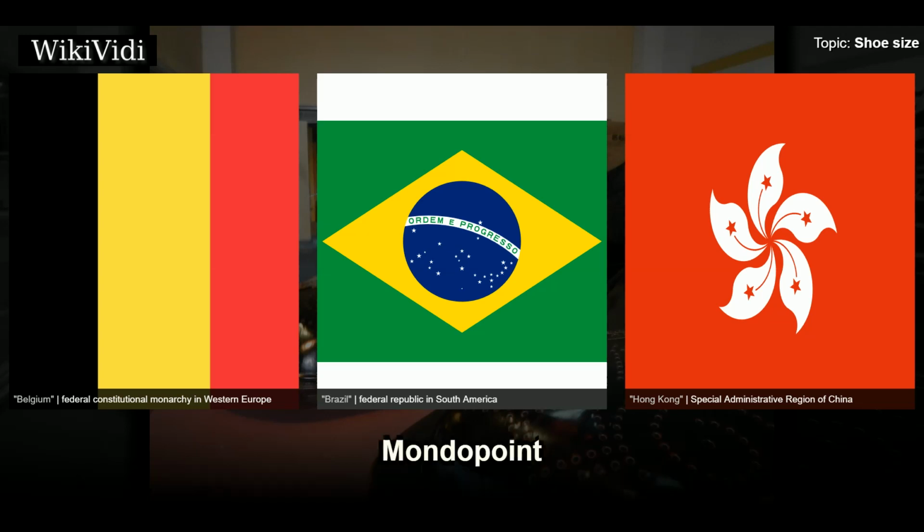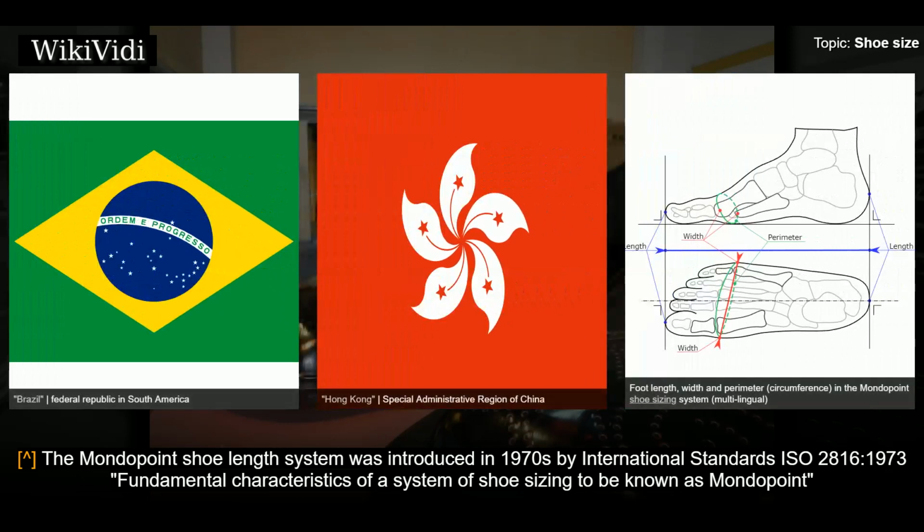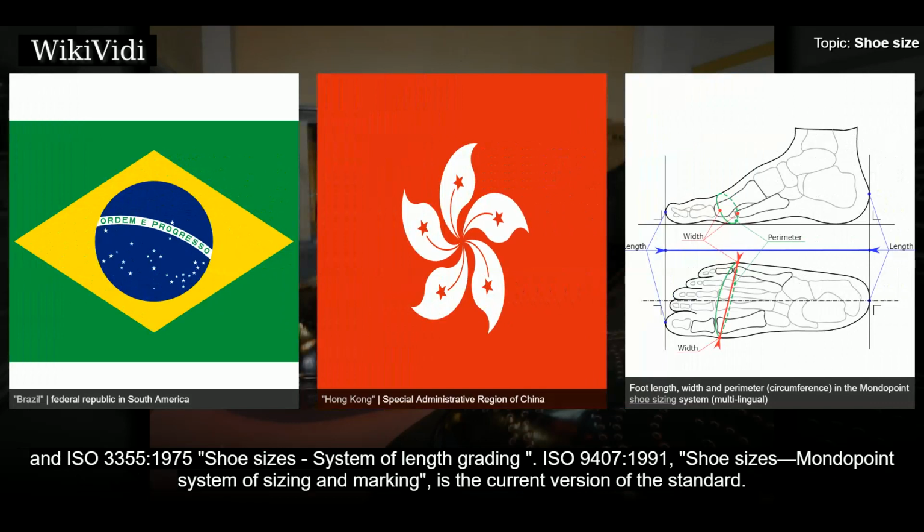Mondopoint. The Mondopoint shoe length system was introduced in the 1970s by International Standards ISO 2816 to 1973, Fundamental characteristics of a system of shoe sizing to be known as Mondopoint, and ISO 3355 to 1975, Shoe sizes system of length grading. ISO 9407 to 1991, Shoe sizes, Mondopoint system of sizing and marking, is the current version of the standard.